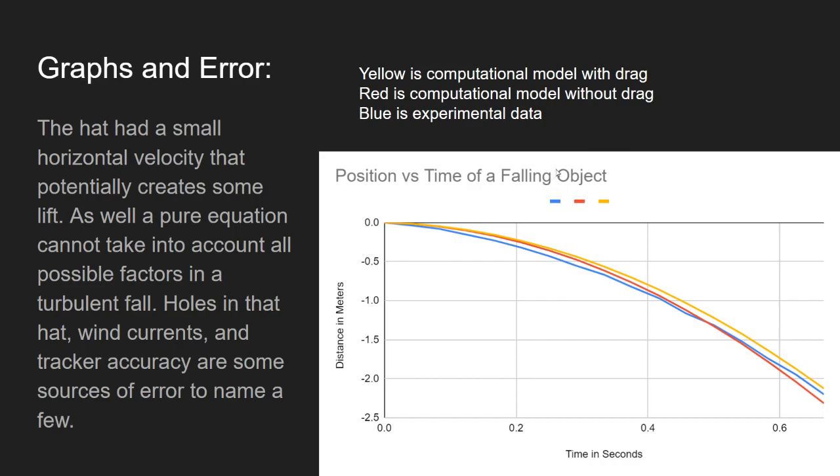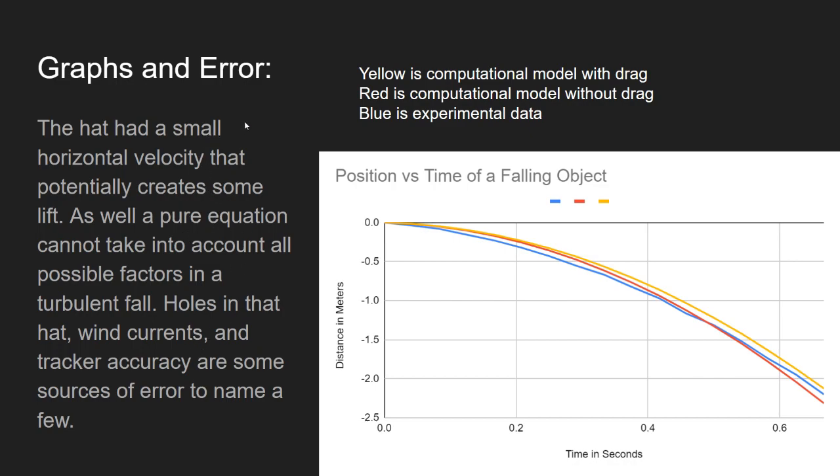Here we have the graphs. Yellow is the computational model with drag, red is the one without, and blue is the experimental data. Notice that all three are different, and that's because even when taking into effect drag, the hat doesn't behave the way the model wants it to. A hat is irregularly shaped, it has holes in it, there's wind currents in my room, and my clicks are inaccurate. The video is blurry, I have a bad phone. That's just some of the small errors.